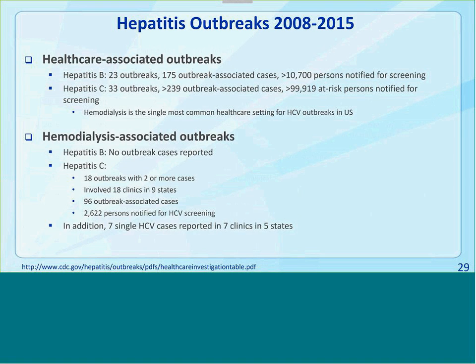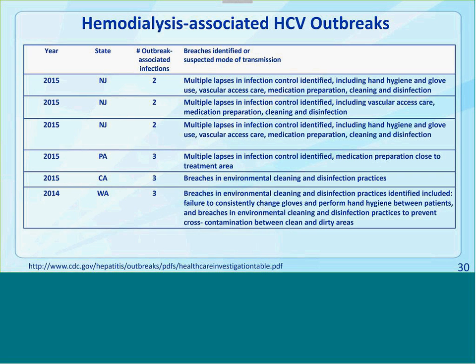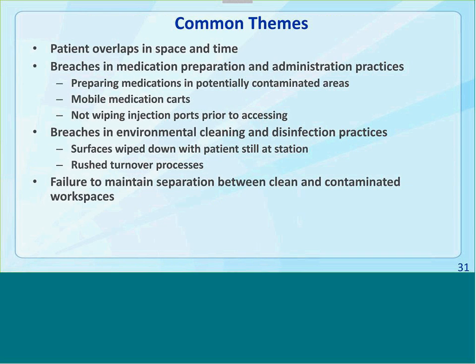This is just a table that is an example. I don't expect you to read this, but under the breaches identified or suspected mode of transmission, what I want you to take away is that there are lots of elements. When CDC went in and investigated these outbreaks with the states, it wasn't a single smoking gun. There were lots of things going wrong. So, multiple lapses. There were some common themes, and we're going to go through each of these four common themes and try to drill down.